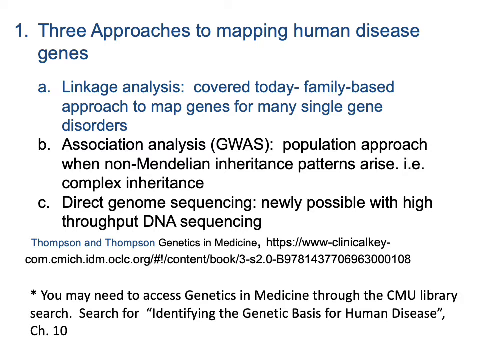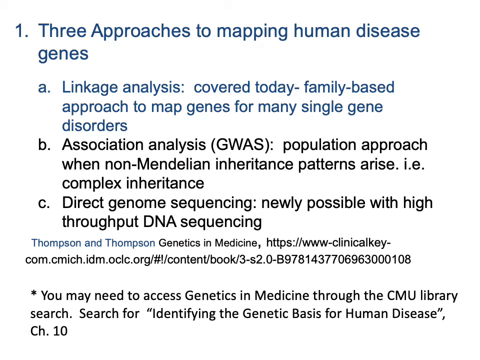So there are three basic approaches that Chapter 10 describes, and the first one is linkage analysis. Linkage analysis is what we're going to talk about today. It's a family-based approach to map genes. That means we're using pedigrees, and this is most commonly used for single gene or monogenic disorders.